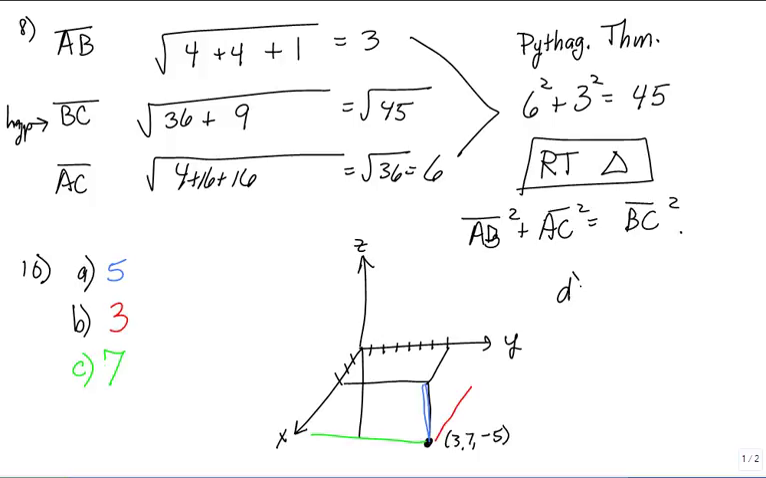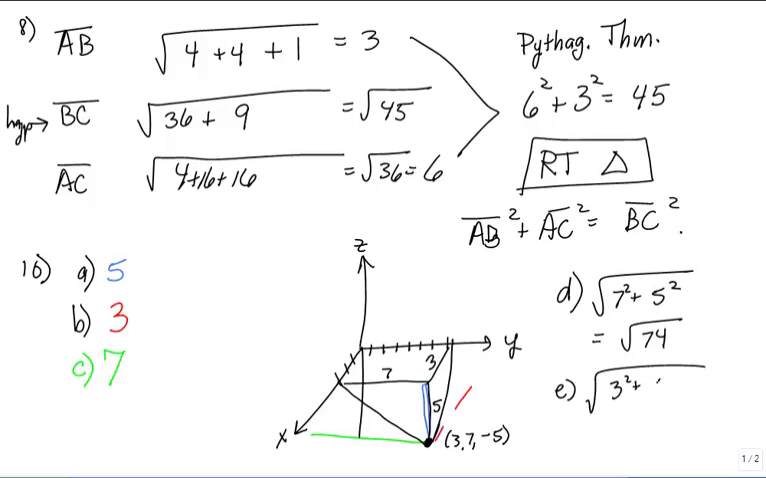D, the x-axis is here, so it would be this distance here. So I would use the Pythagorean theorem on 7 and 5. So the square root of 7 squared plus 5 squared is square root of 74. E is the distance to the y-axis, and that would be right here, and this is 3, so it'd be the square root of 3 squared plus 5 squared, which is square root of 34.